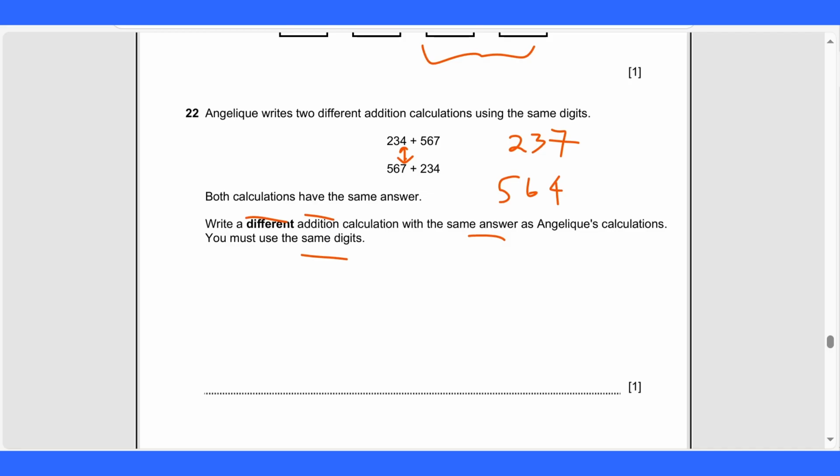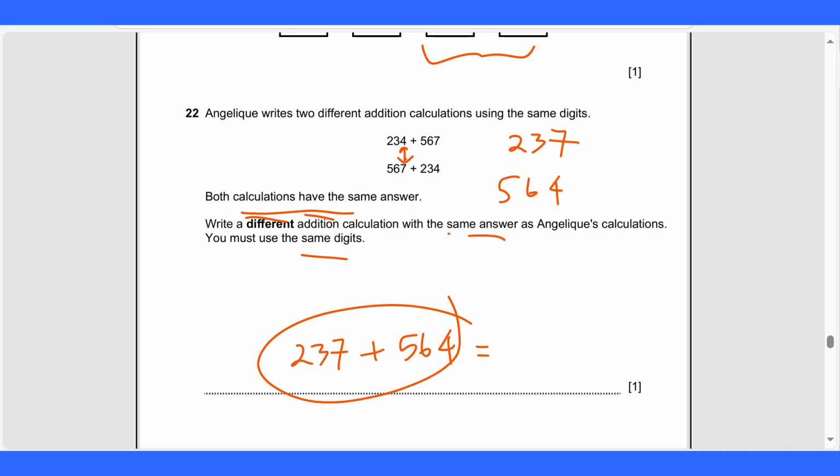It is a different number but the same answer. So this is a different number and this is the same answer. So 2, 3, 7 plus 5, 6, 4 will be correct. Okay, that is the answer here. We don't need to calculate the answer because it's not instructed, only a different addition.